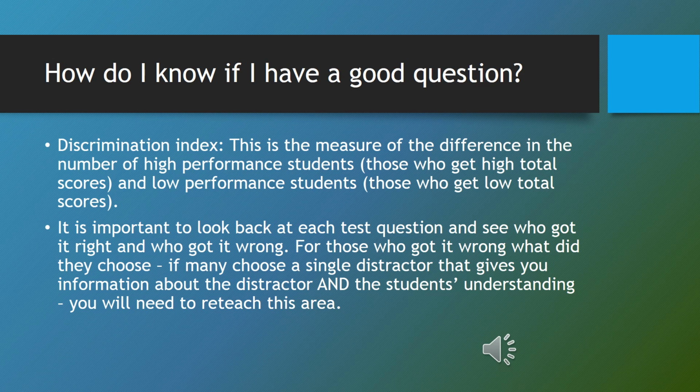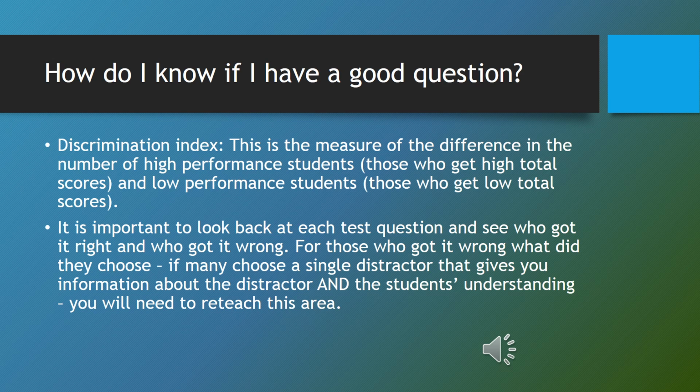Maybe you worded it too easy. Maybe the answer was three questions back and they just knew to take a look at that. See why they got it right. If everyone missed a question, take a look at that question. Was the wording confusing? Did you use vocabulary that none of the students knew? Did you ask more than one question? Those are your two beginning tip-offs.